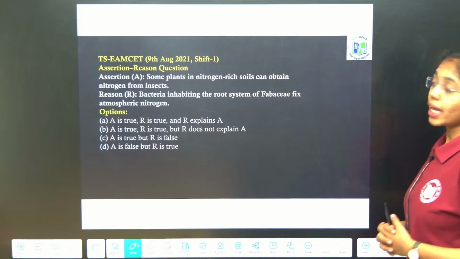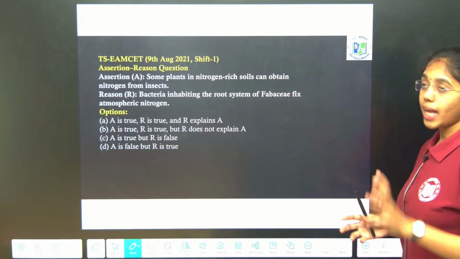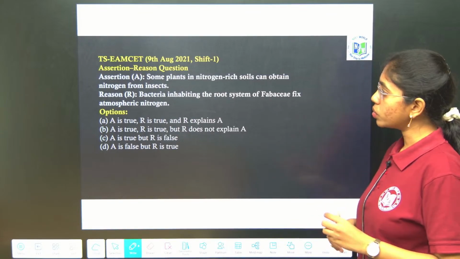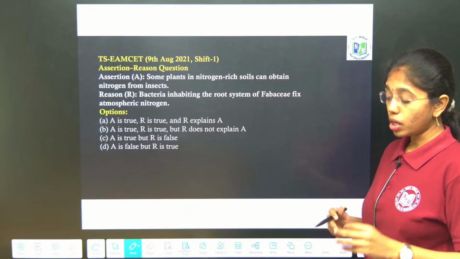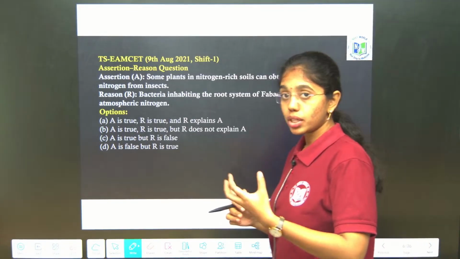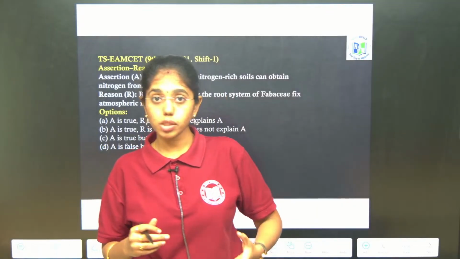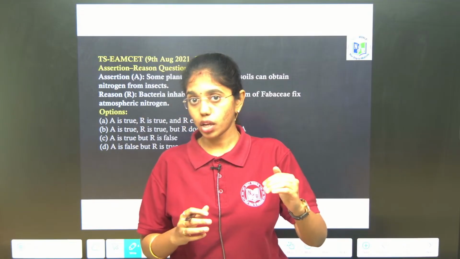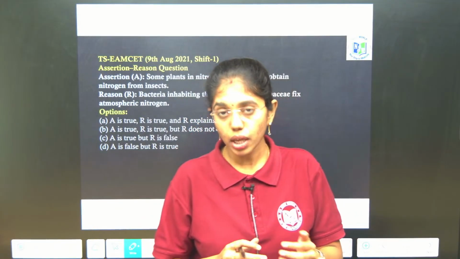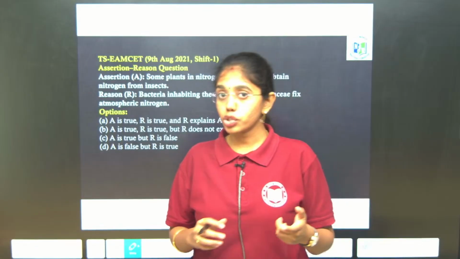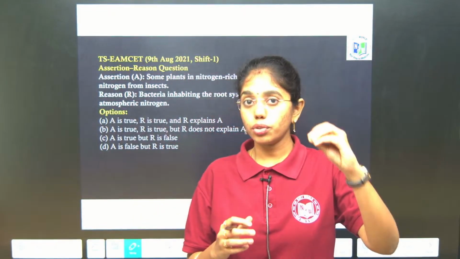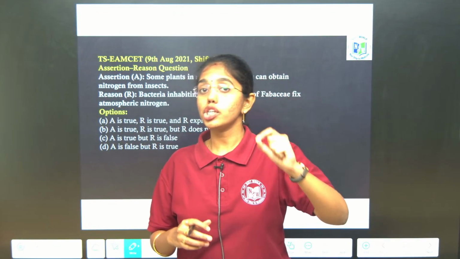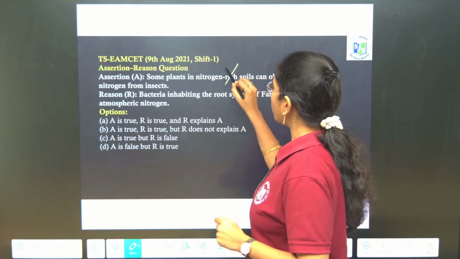This you see again assertion reason type of question. In assertion, some plants in nitrogen rich soil can obtain nitrogen from insects. Wrong, because the plants, you can address them as carnivorous plants or insectivorous plants, which get the nitrogen source from insects, like Nepenthes, Venus flytrap. They grow in nitrogen deficient soils, not in nitrogen rich soils.